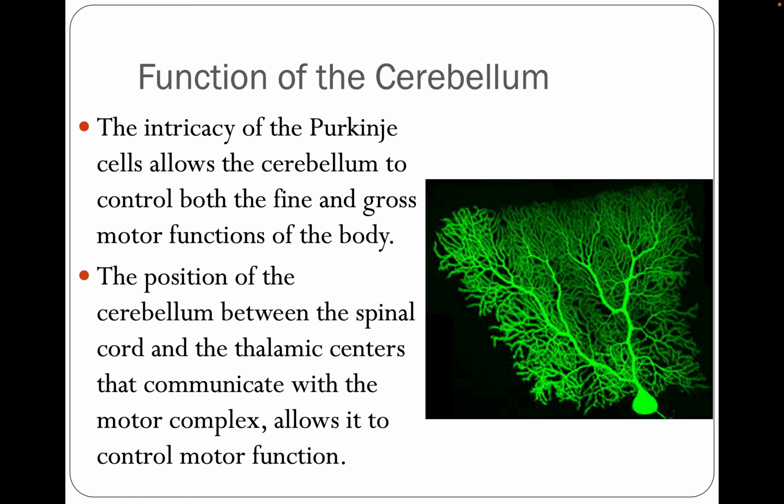The intricacy of the Purkinje cells allows the cerebellum to control both fine and gross motor functions of the body. The position of the cerebellum between the spinal cord and the thalamic center that communicate with the motor complex allows it to control motor function. And that's what a Purkinje cell looks like.